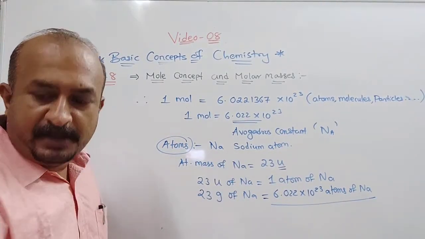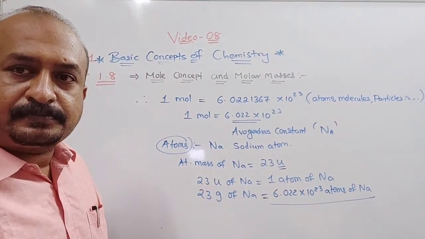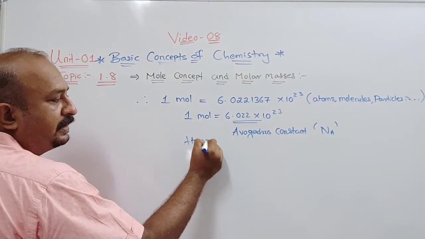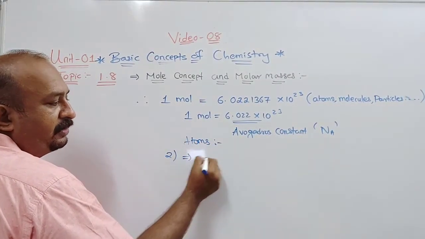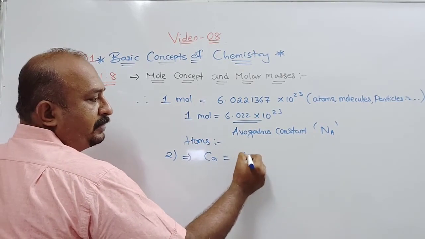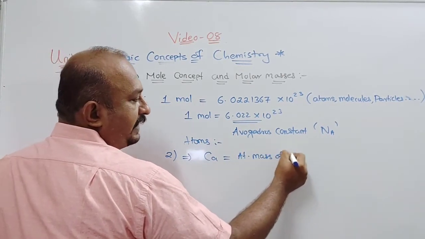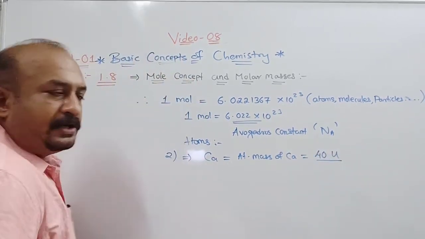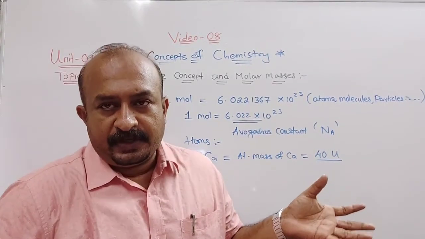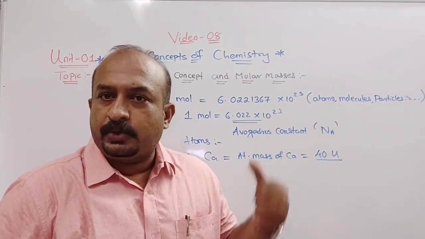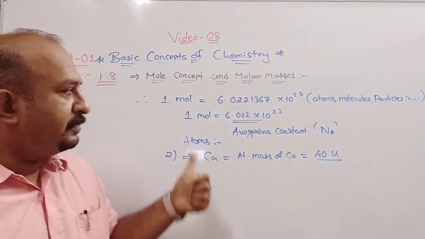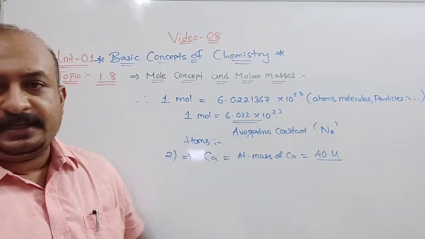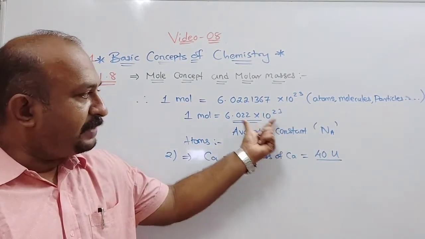Now one more example I will give based on atoms. The second example will be of calcium. The atomic mass of calcium is equal to 40 U. Understood? Now the example which I gave previously, that of sodium, you can write down in your fair book to understand this mole concept. Always remember 1 mole is equal to this many entities, or particles or atoms. When I am talking about atoms, I will be discussing this many atoms.